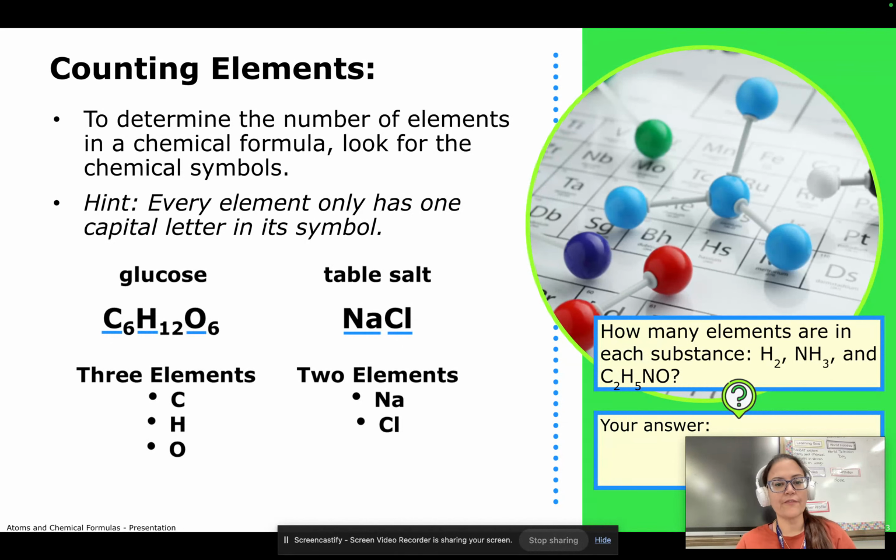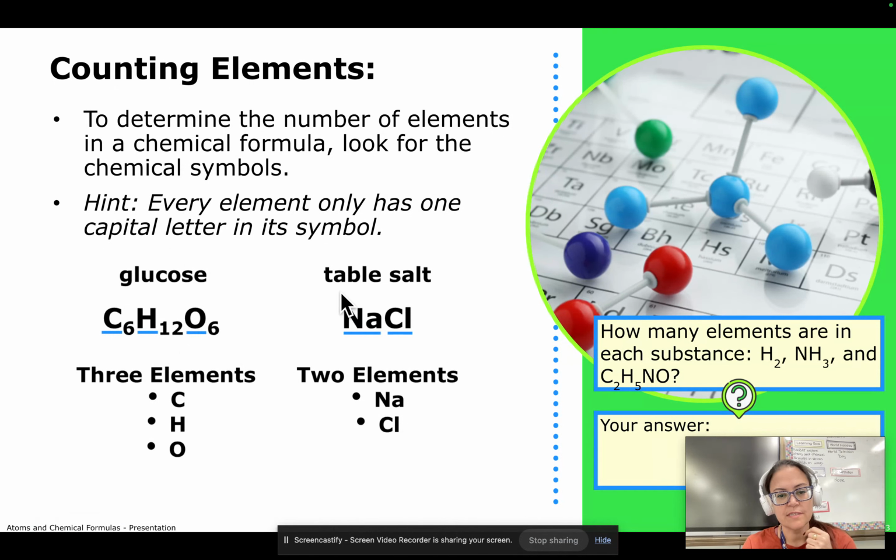Counting the elements is another thing you can do. Again, you need to know which elements, like what ingredients you have, but then you also need to know how many of each element you have. To determine the number of elements in a chemical formula, look for the chemical symbols. And there's a hint: every element only has one capital letter in its symbol. Glucose is this chemical formula. It's a sugar. That's what makes fruit and cake and stuff taste really good. It's regular sugar. And since there are 3 capital letters, we know that glucose has 3 ingredients, carbon and hydrogen and oxygen. Those 3 things combined make sugar.